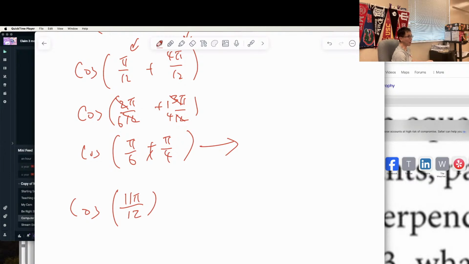Now you have to finish the problem though. 8 pi over 12 plus 3 pi over 12 gets you 11 pi over 12, right? 8 plus 3. Okay, so then you have to simplify both of them. So that goes down to pi over 4, and it's pi over 4.